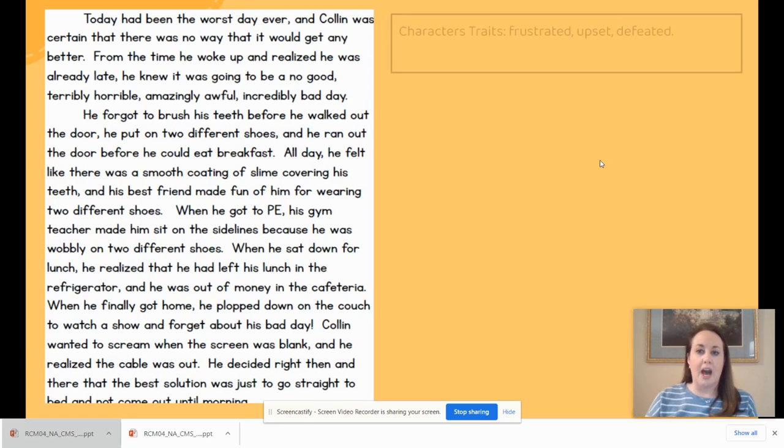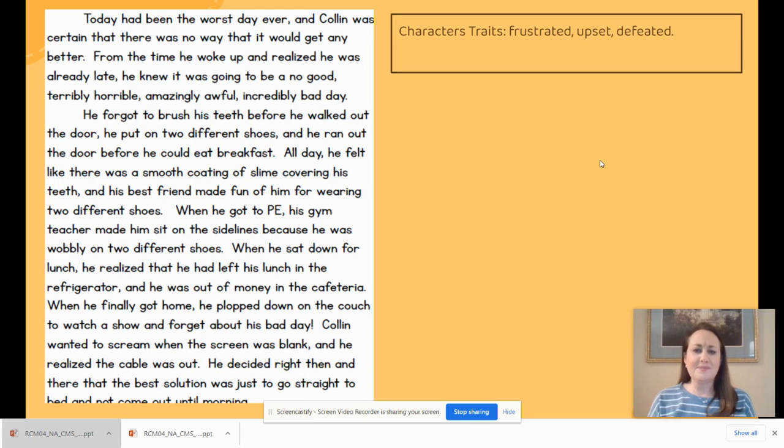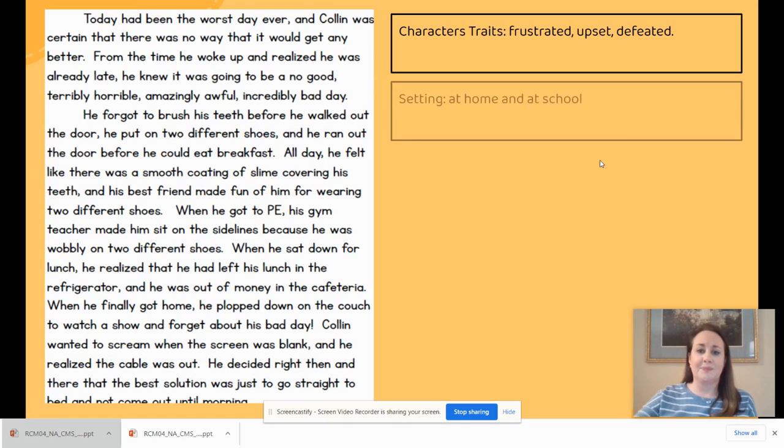So let's describe Colin. All right, so he's probably a little frustrated because his day has started off pretty bad and it kind of went downhill for the rest of the day. He's probably upset. We can see in the story those things that maybe caused him to be upset. And at the end, he just feels defeated, like nothing was going his way. So he just basically said, I give up.